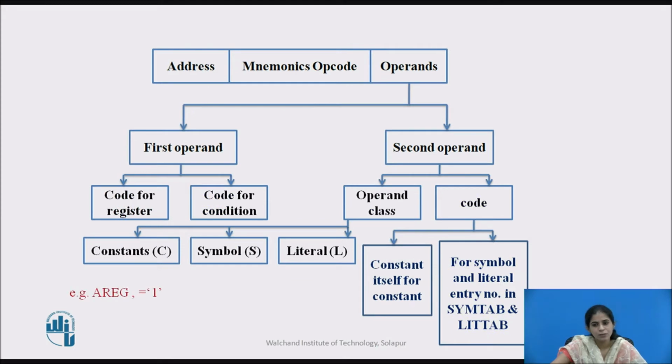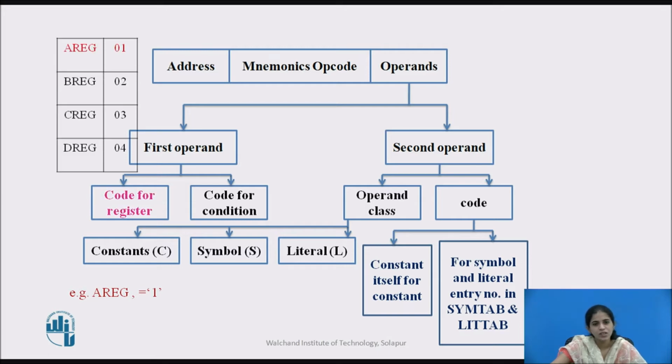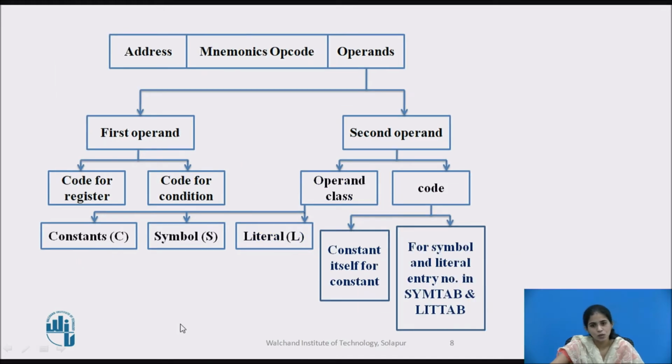Now similarly we see one more example, a register comma equal to 1. So the first operand is what? It is a register. So for the register the code is what? 1. Now the second operand, we have to check the operand class. So 1 is nothing but a literal. So here we have to specify capital L, and for the literal we have to specify the entry number of that literal in the literal table. So assume that literal 1 is entered in the literal table at first position. So this is the code for capital L comma 0, 1. So in this way we generate the code.